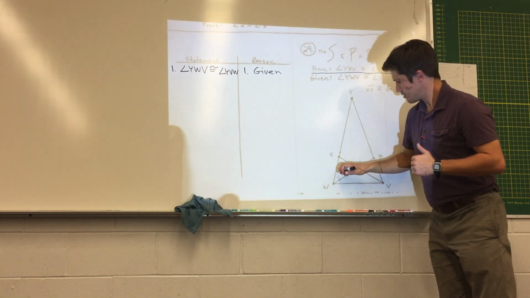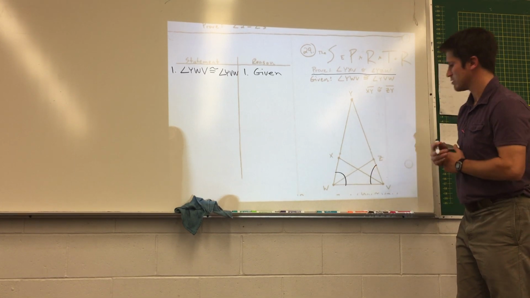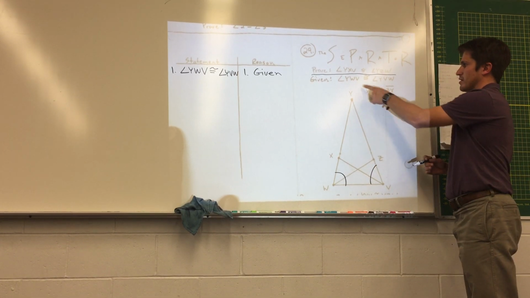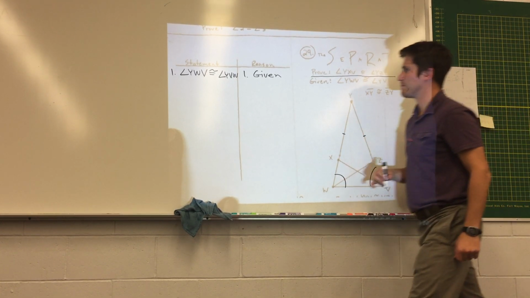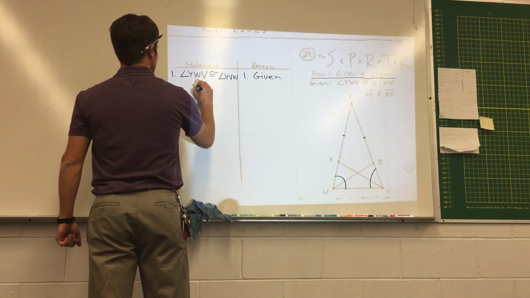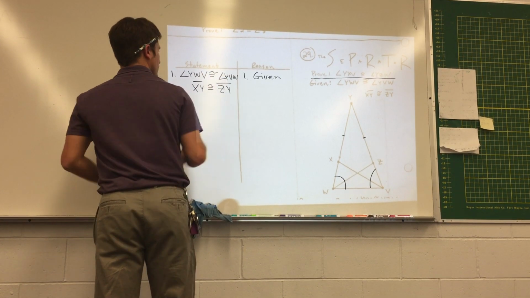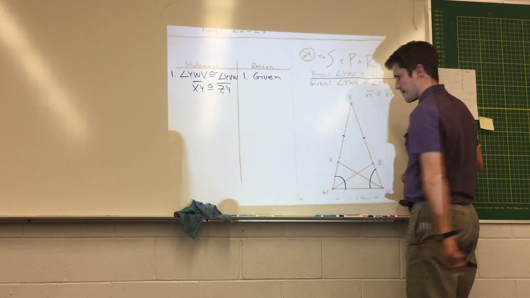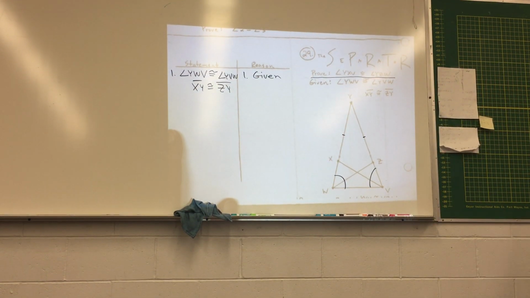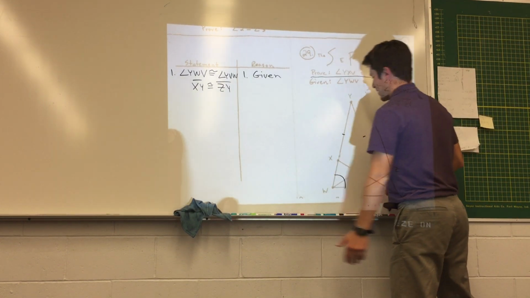So I know angle YWV is congruent to angle YVW. These two angles, and I also know that XY is congruent to ZY. All right, so that's the given.